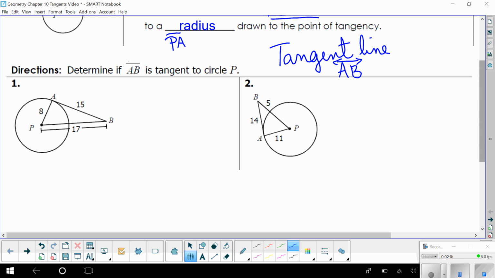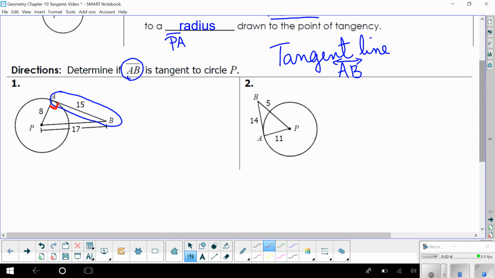Well, if we're looking at the very first problem, problem number one, we want to determine if AB is tangent to circle P. Okay, in order for that to be tangent, we need a 90 degrees right here. In order for that to be a 90 degrees, we need to see if that's a right triangle. If we can prove that that's a right triangle, then we've got a tangent line there. How do we prove that?